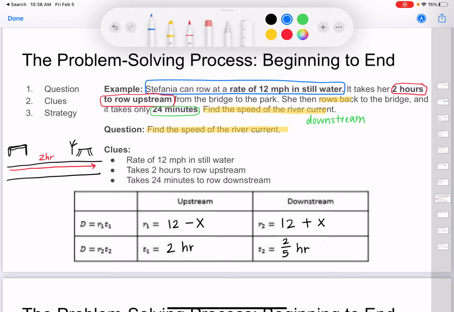And then when she rows back, that's what it says right here, right? Rows back, then she rows downstream. But that takes her 2/5 of an hour. So the distance is the same.